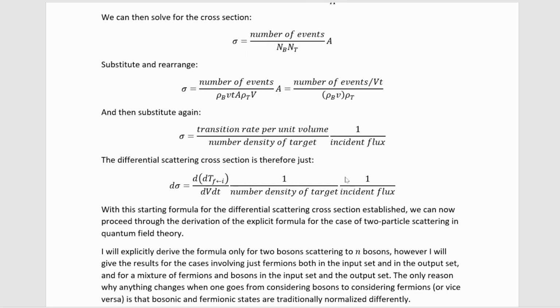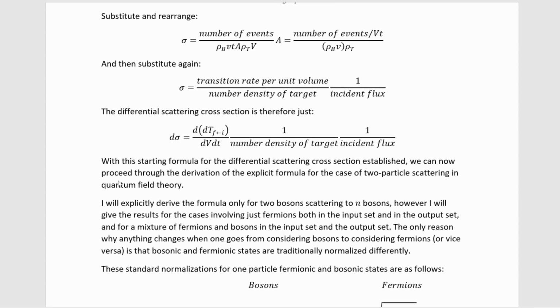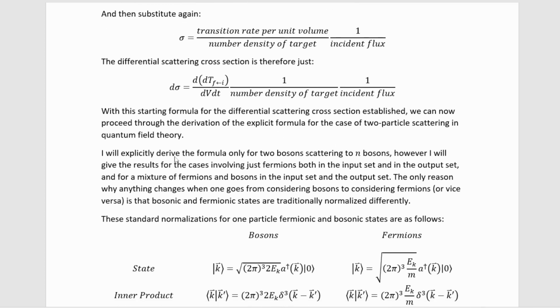And if we want to take the differential version, well, we just take the differential transition rate per unit volume, and that's simply this. With this starting formula for the differential scattering cross-section established, we can now proceed through the derivation of the explicit formula for the case of two-particle scattering in quantum field theory. I will explicitly derive the formula only for two bosons scattering to n bosons. However, I will give the results for the cases involving just fermions both in the input set and in the output set, and for a mixture of fermions and bosons in the input set and the output set.